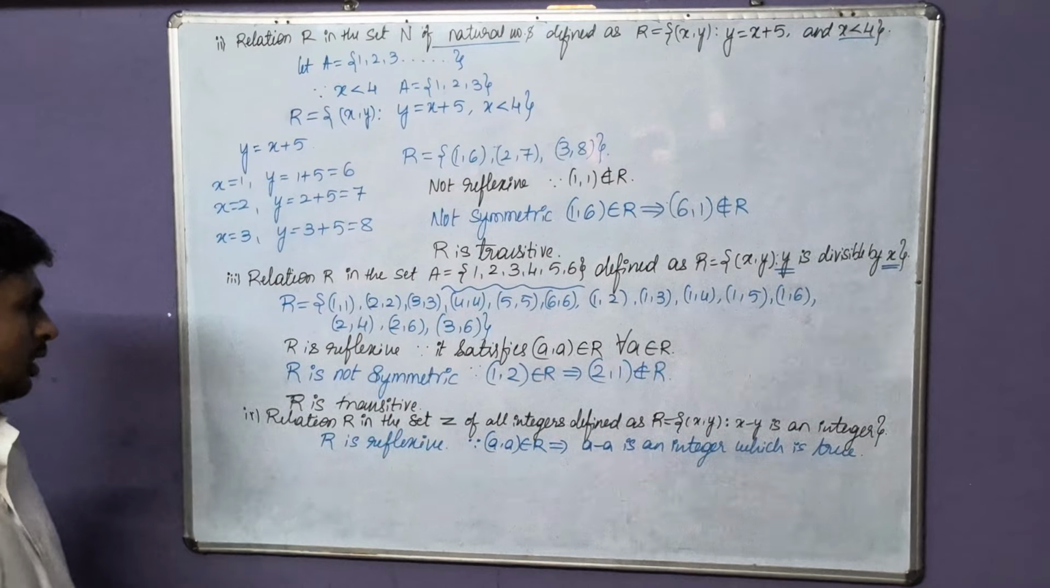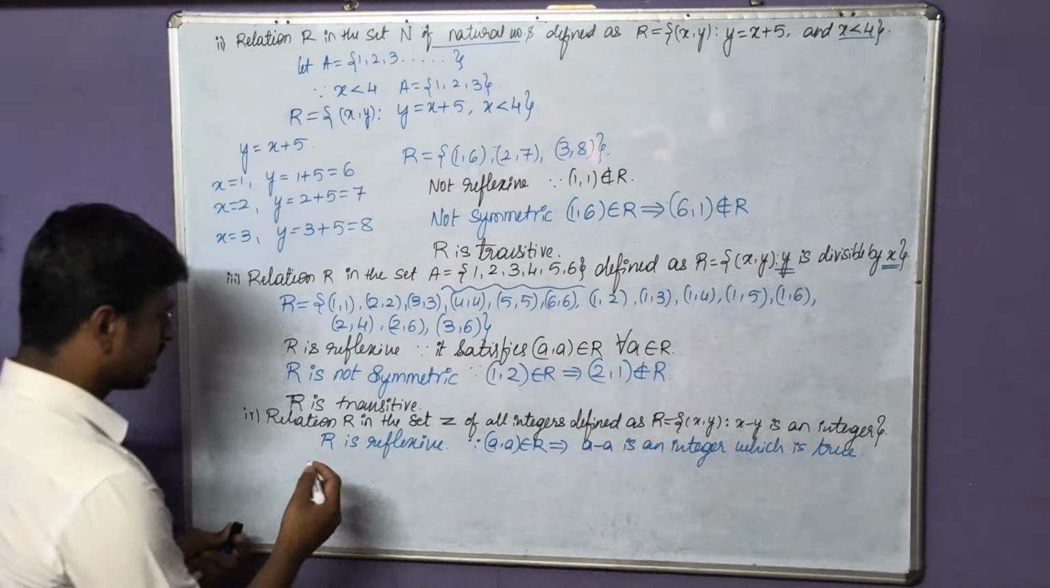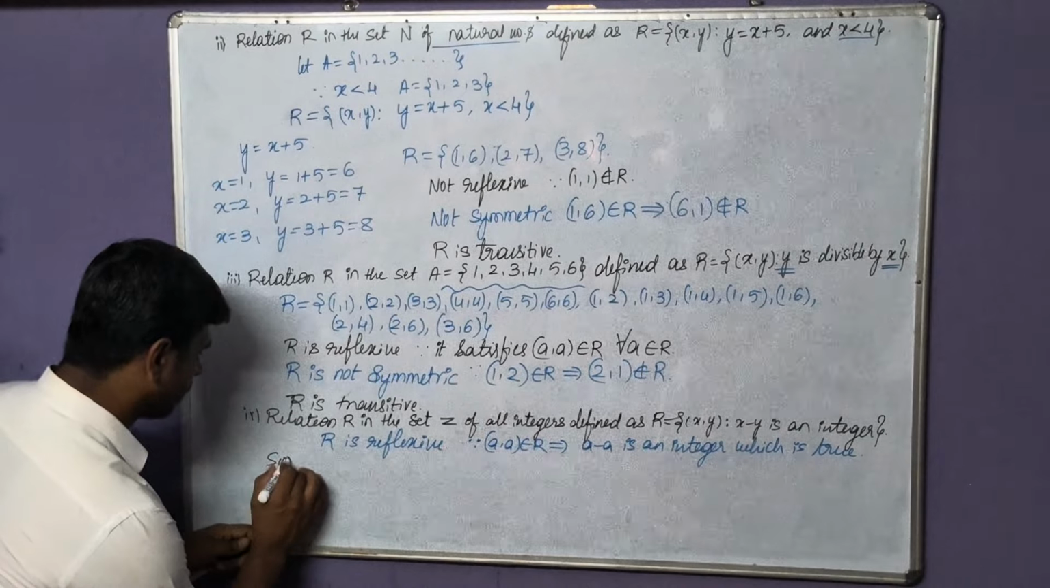Finish. Now move on to the next one, that is symmetric. When do we say that the given relation is symmetric? Let us cross check.